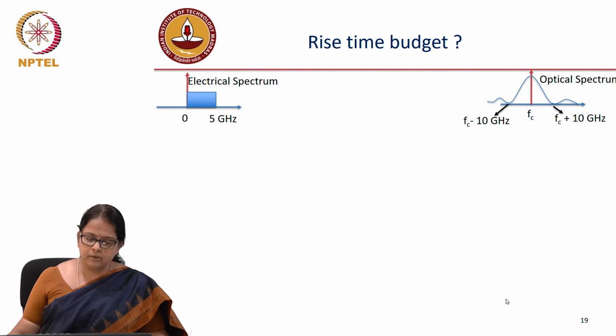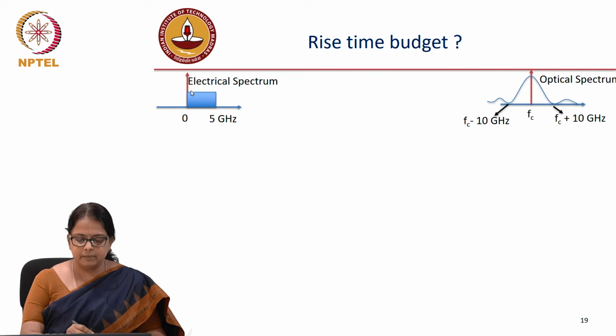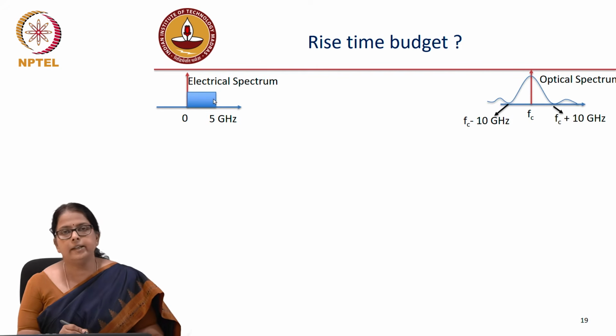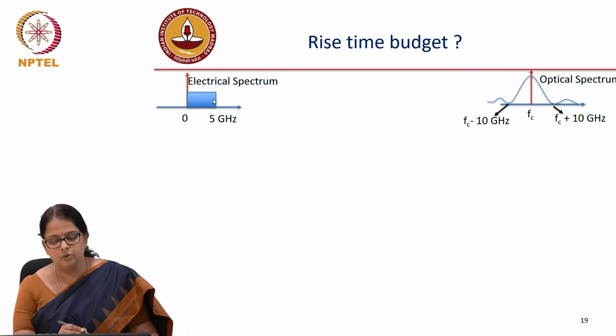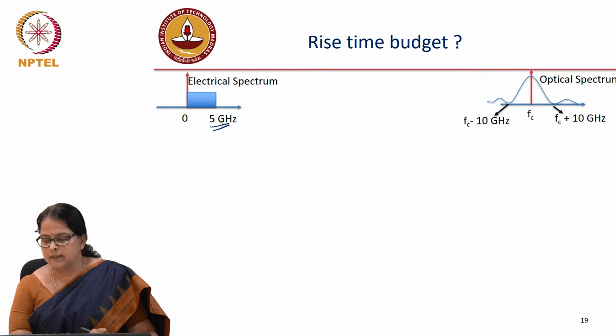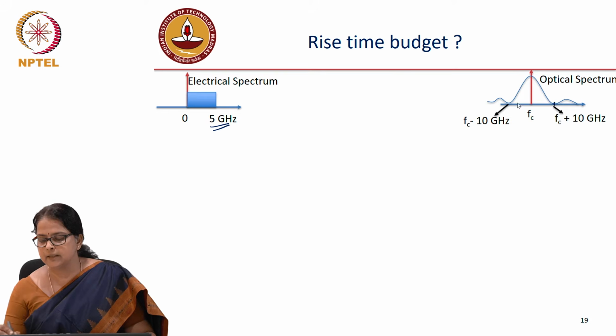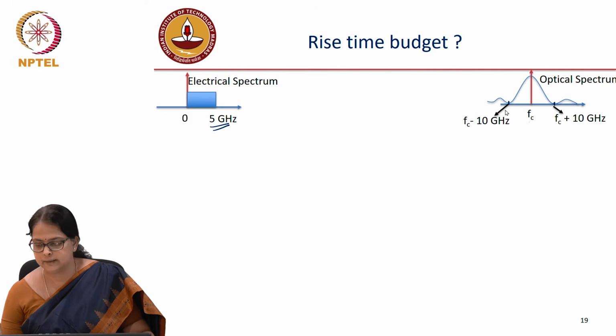So just to clarify, this is the electrical spectrum corresponding to the low pass filter at the receiver. We say that if you have a 10 Gbps system, the bandwidth required is only 5 gigahertz, right? As far as the optical spectrum is concerned, this is the optical spectrum. The first null for NRZ appears at carrier frequency plus 10 and carrier frequency minus 10.